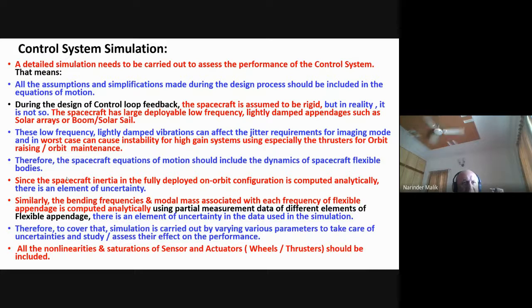Okay, fine. Now, control system simulation. Like I said, when we design the control system and control law, we make a lot of simplifications. But we have to see the effect of those simplifications in the actual situation. So we need to carry out a very detailed simulation, which includes all the simplifying assumptions made. All of those are included in that simulation.